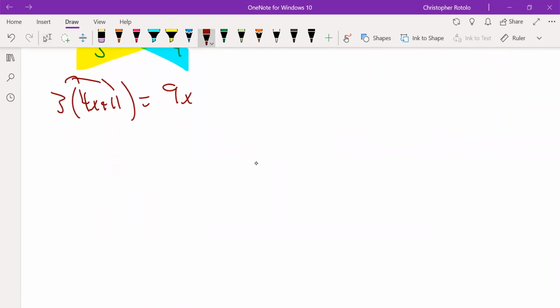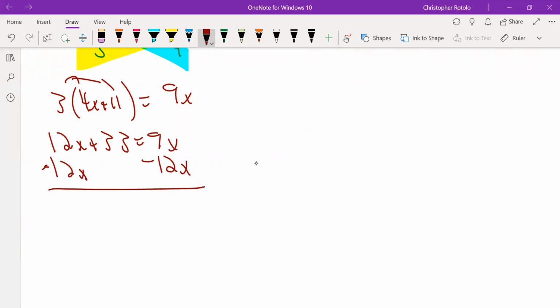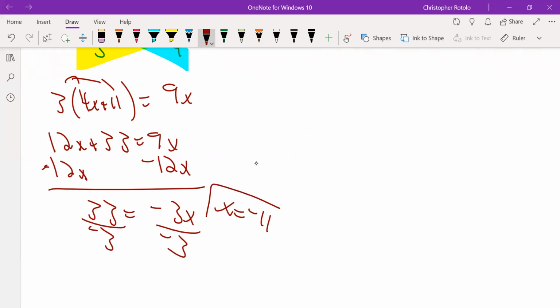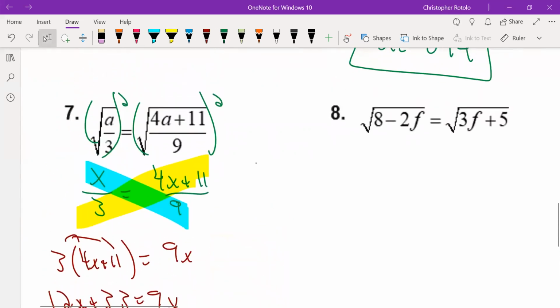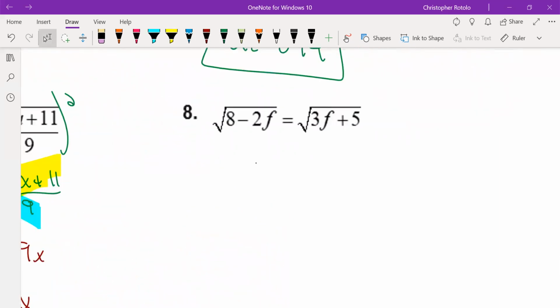All right, so let's distribute. We got 12x plus 33 equals 9x. We got to subtract the 12x, right? I know it's going to make it negative, but this gets me to the step that I want, where the x is by itself. So negative 3x divided by negative 3, x turns out to be negative 11, and then we're in pretty good shape. All right, so I leave you with one more here.